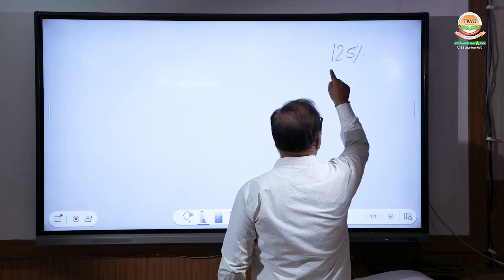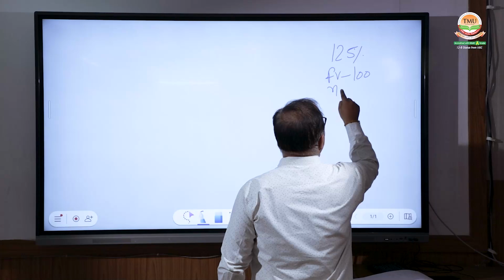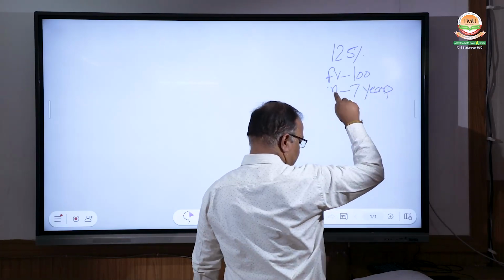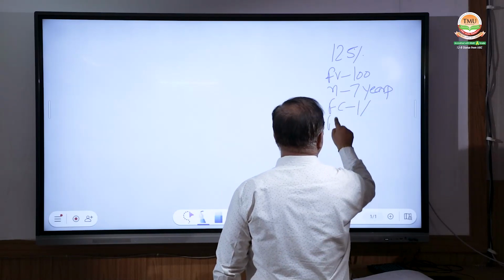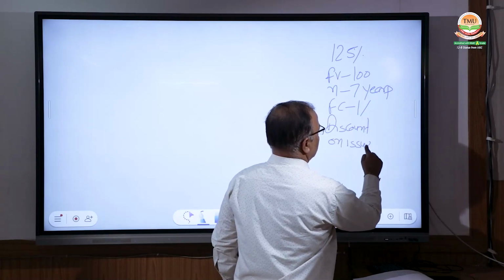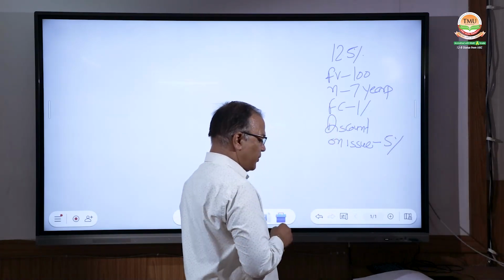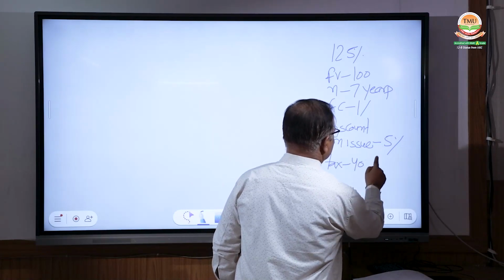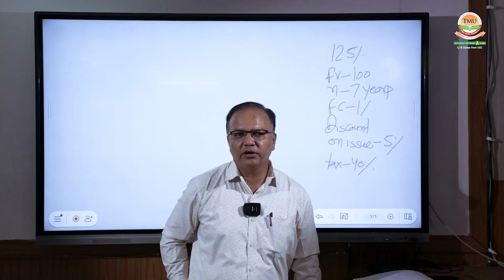12.5%, face value 100, and 7 years, flotation cost 1%, discount on issue 5%, tax rate is 40%. So this was the information which was given in the question.